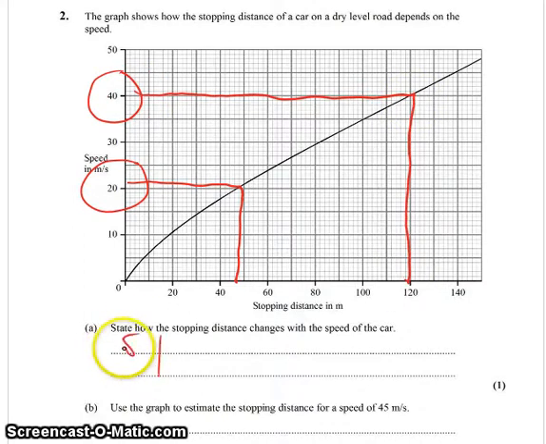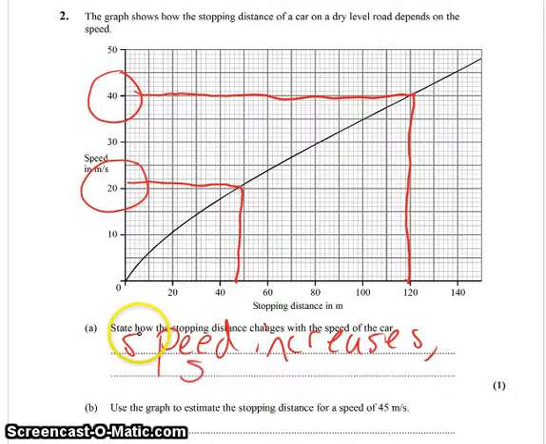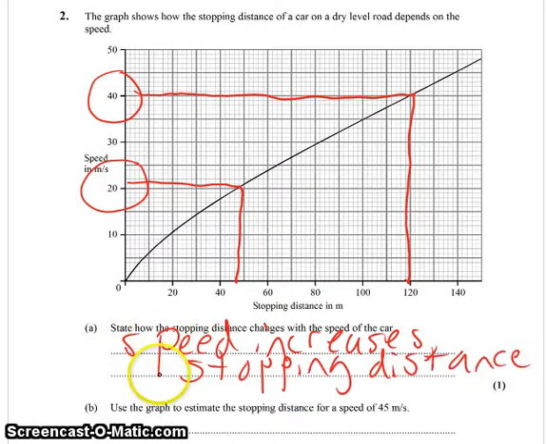So we can say that if the speed increases, the stopping distance also increases. Then for part B, use the graph to estimate the stopping distance for a speed of 45 meters per second.